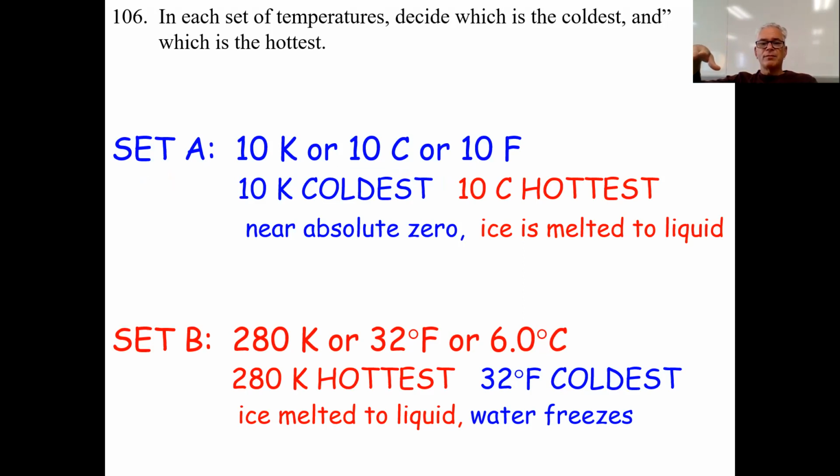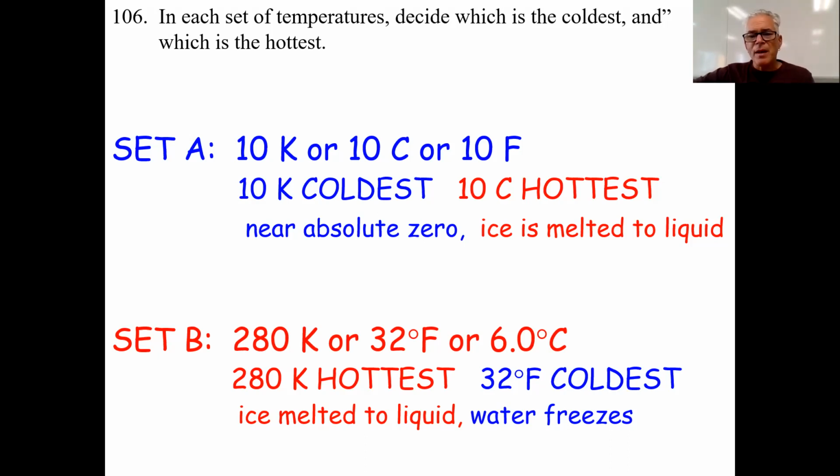273 Kelvin. Water freezes at 32 Fahrenheit. So 280 is hotter than 32 Fahrenheit. Now, 6 degrees centigrade, that's also ice is melted. What about, we have to really compare 280 to 6. We have to do K equals C plus 273. 280K is equal to 7 centigrade, right? Or 6 degrees centigrade is equal to 279 Kelvin.